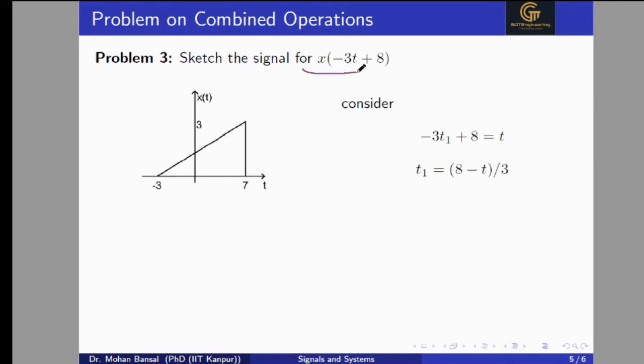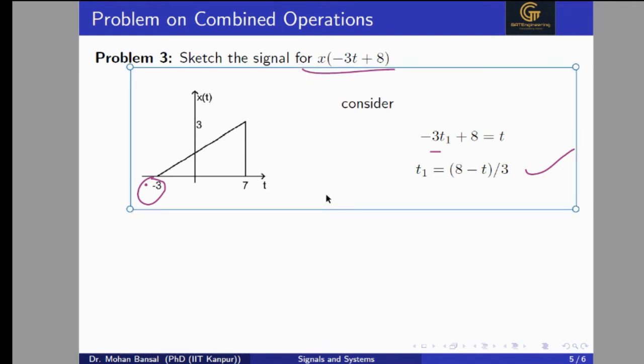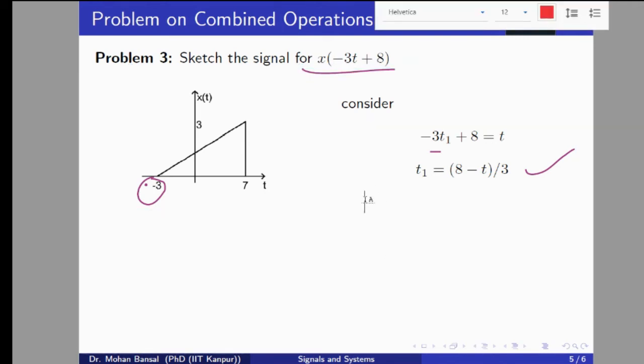Now, to sketch the signal for x(-3t + 8): here, consider -3t as -3t1. So -3t1 + 8 will be equal to t, and we will get t1 equal to (8 - t)/3. Now let's see the values at t = -3. I will write t here and t1 here. For t = -3, t1 will be (8 + 3)/3, which is 11/3.